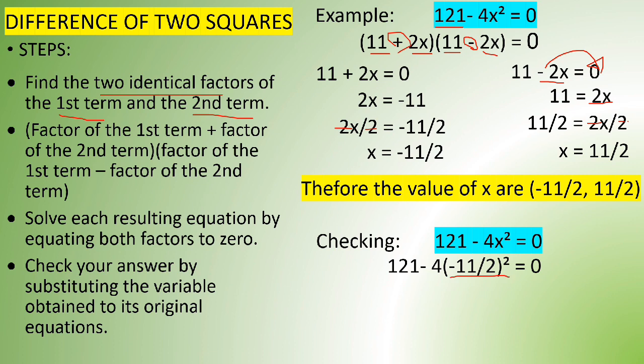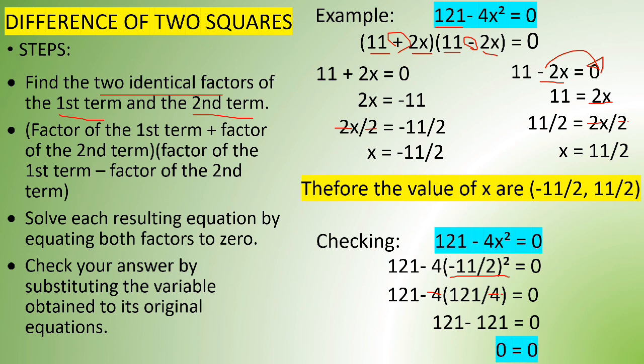Then, i-perform muna natin ang exponents. So, meron na tayong 121 minus 4 multiplied by 11 times 11 is 121 all over 2 times 2 is 4. Next, si 4 at saka si 4 pwede nang i-cancel, okay? Kasi, whole number and then denominator. Kaya meron na tayong 121 minus 121 which is 0 is equal to 0. Therefore, our answer is correct.